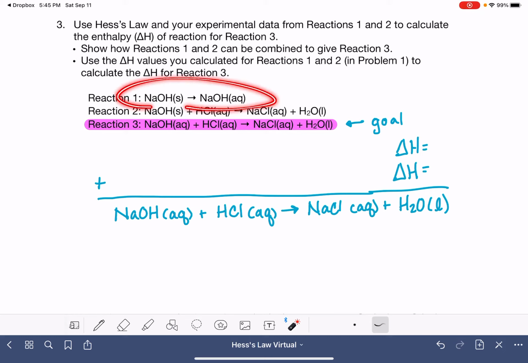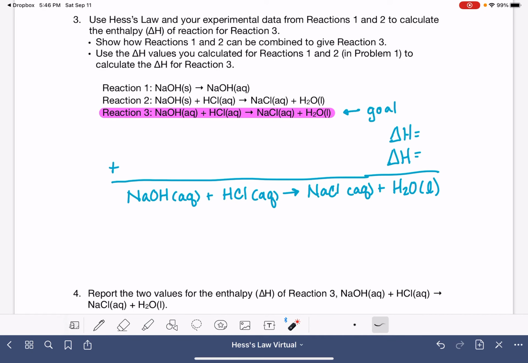If you needed to take reaction number 1 and turn it around backwards, you know that that means you need to change the sign of delta H. If it was negative, you turn it positive. If it was positive, you turn it negative, and so on and so forth. So you know how to do that. And that's going to give you a new value of delta H for reaction number 3.